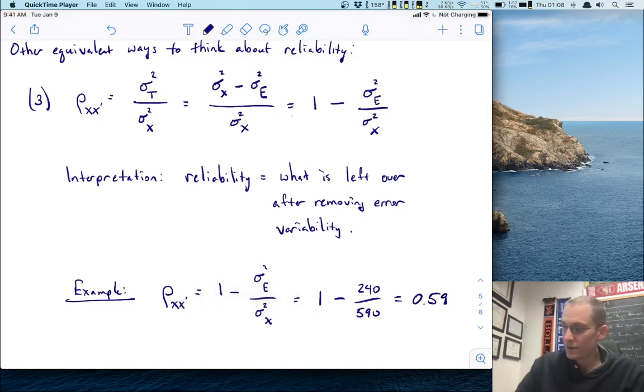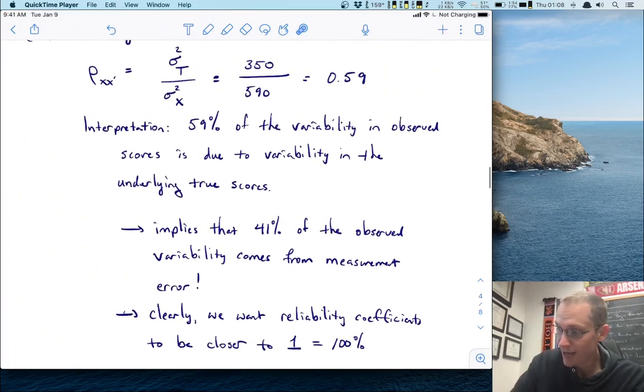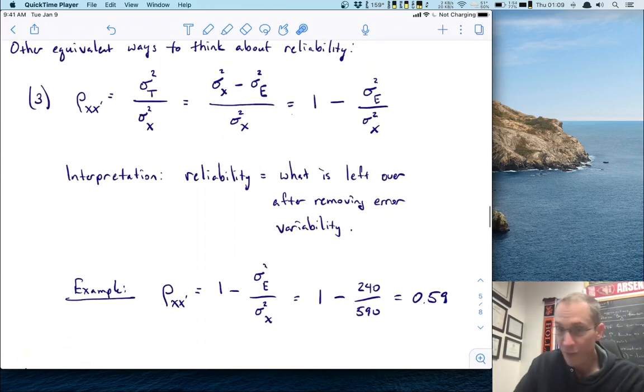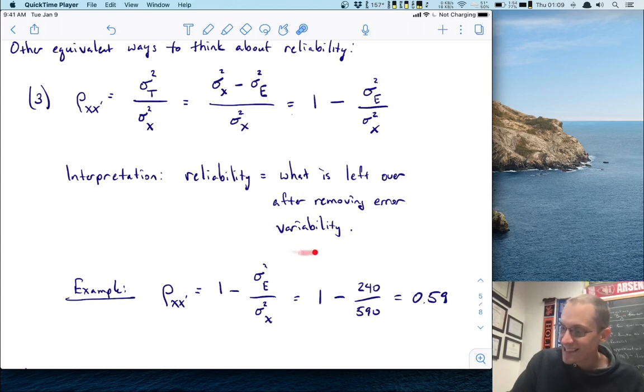Now, is that a surprise? Well, hopefully not, because the reliability coefficient is what we found earlier to be 0.59. This is just telling you that if you think about reliability in this way, it looks different, but it's absolutely equivalent, that it's still 0.59. That magical number that's supposed to reflect reliability is going to be consistent. It's just that this time, conceptually, it's a slightly different thing. It's what's left over after removing error variability.